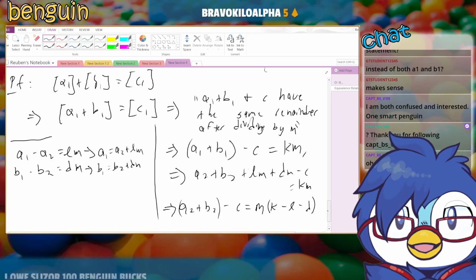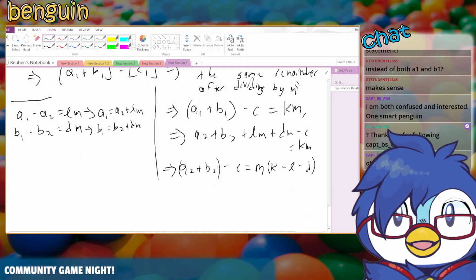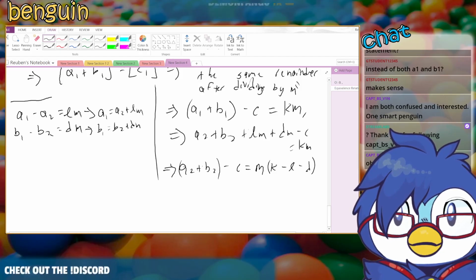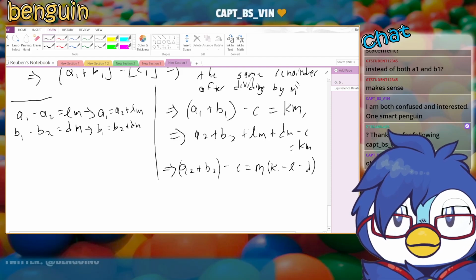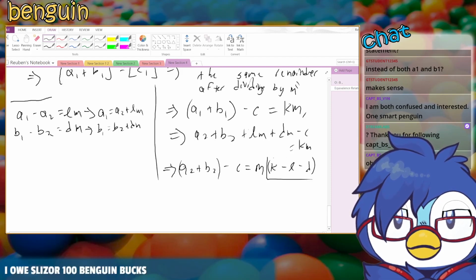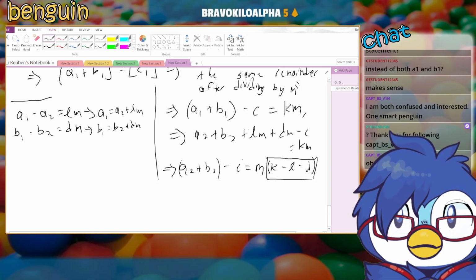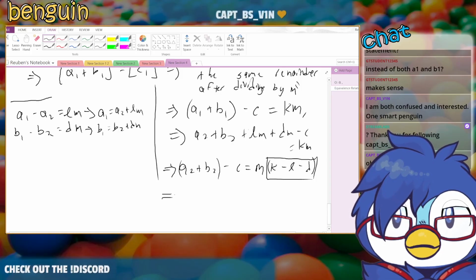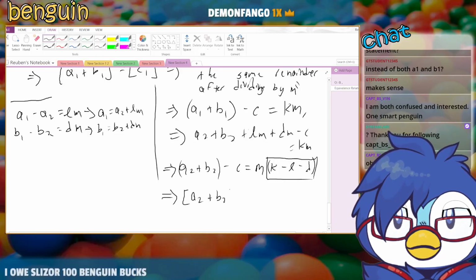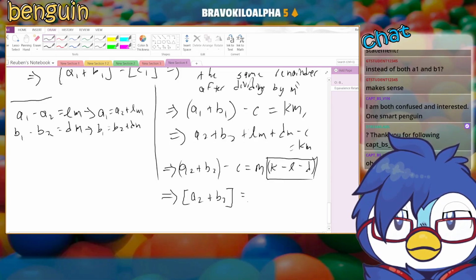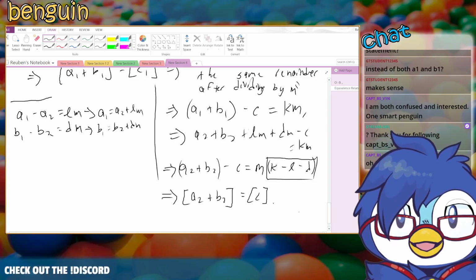But now notice, what do I have? I'm pretty much done, because what have I shown? I've shown that this number is a multiple of m. There's some stuff here, but all of it is just one integer. The right hand side is a multiple of m. So this means that a2 plus b2 is equivalent to c, and that's exactly what we wanted to show.